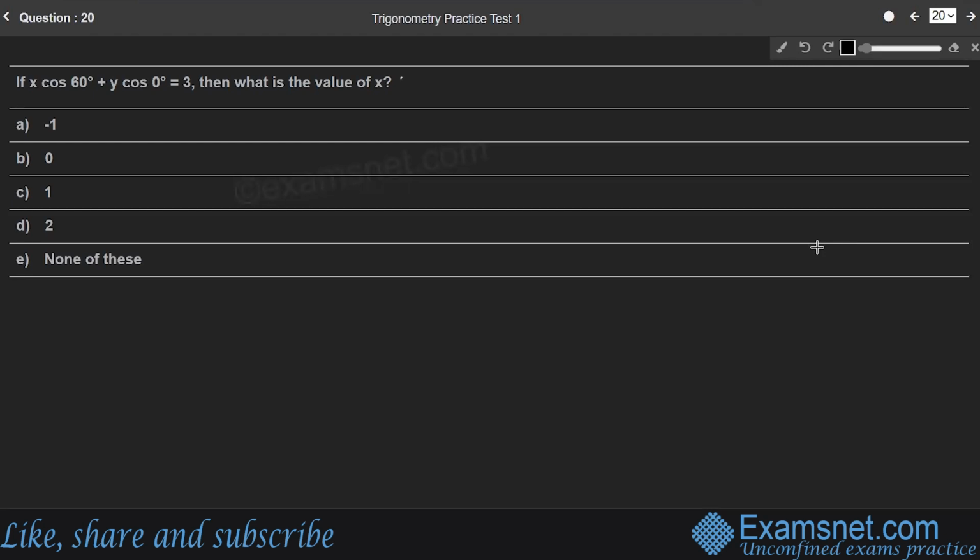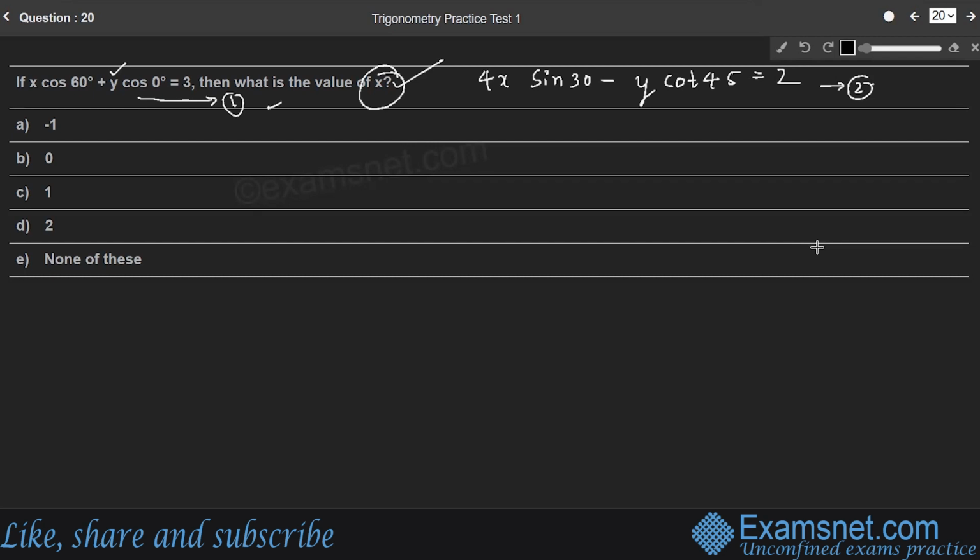Question 20. If x cos 60 degrees plus y cos 0 degrees is equal to 3, then what is the value of x? Students, we have two unknown terms here, x and y. Therefore, we should have two equations. So there is a slight correction in the given question. We have one more equation, which is 4x sin 30 minus y cot 45 is equal to 2, right? So considering these two equations, 1 and 2, we need to solve and find the value of x.